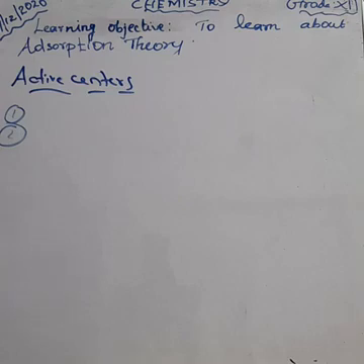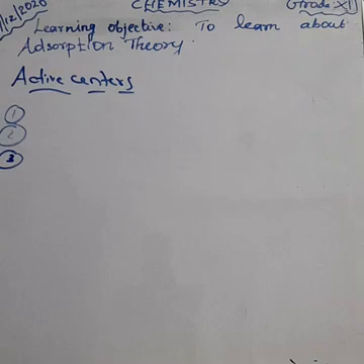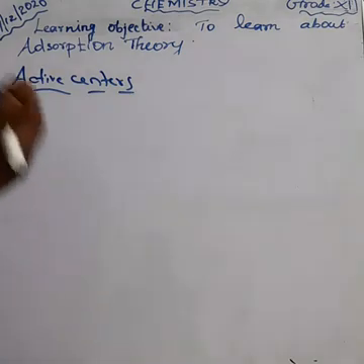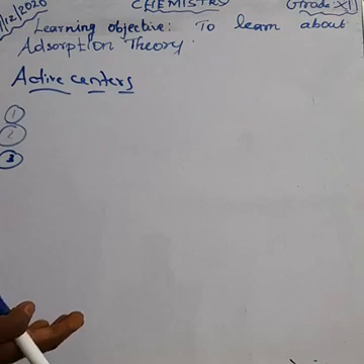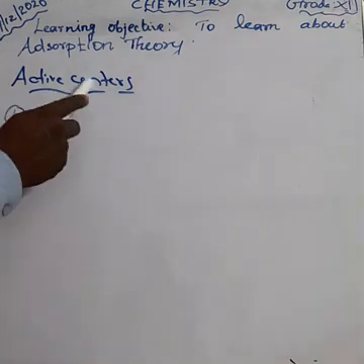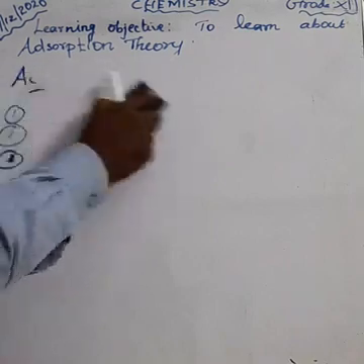Okay, next, third point. What is the third point? The promoter. The promoter or the activator increases the number of active centers on the surface. What is the promoter? The promoter, otherwise, can be said to be the activator. The promoter or the activator increases the number of active centers on the surface. These are the 3 points about the active centers.